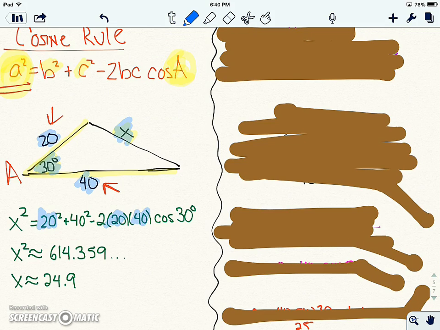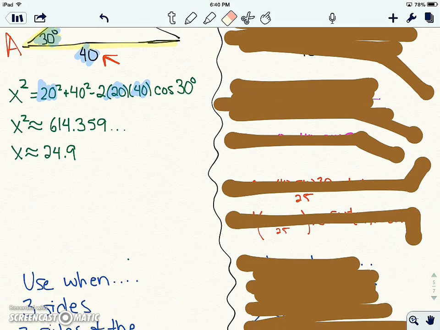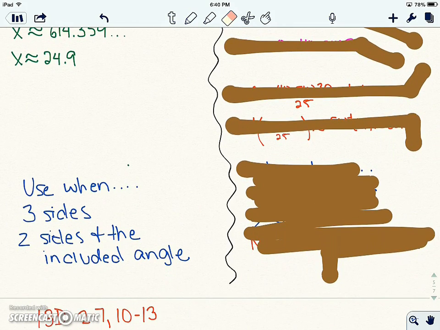We use the cosine rule in two cases. Those cases are when we have two sides and an included angle, like I just showed you, or if we had all three sides, we could go backwards and find a missing angle. And I'm going to let you look at your book for those examples. But again, it's plug and chug into the formula and use algebra.